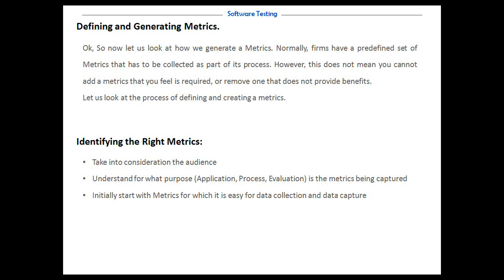The next is understanding for what purpose the metric is being captured. Is it from an application perspective, process perspective, or evaluation perspective, as we had described earlier. And if you're in the process of introducing metrics into your system, initially start off with metrics which are easy for data collection and capture.